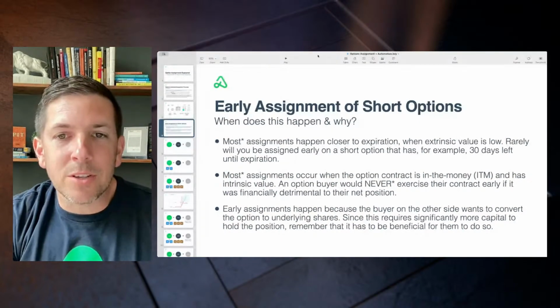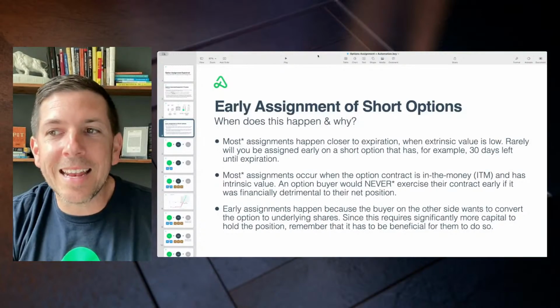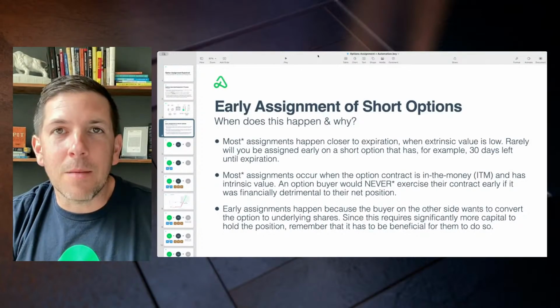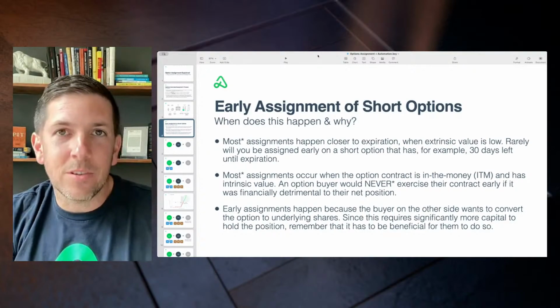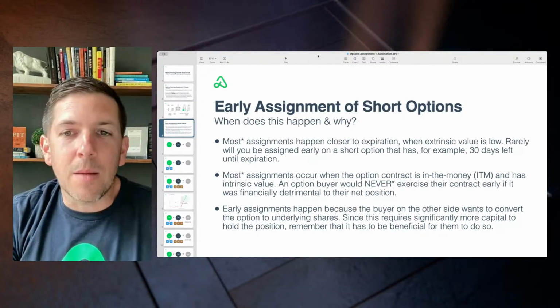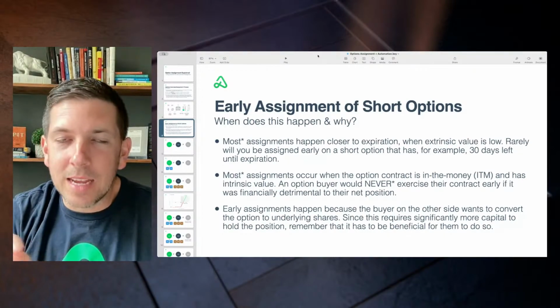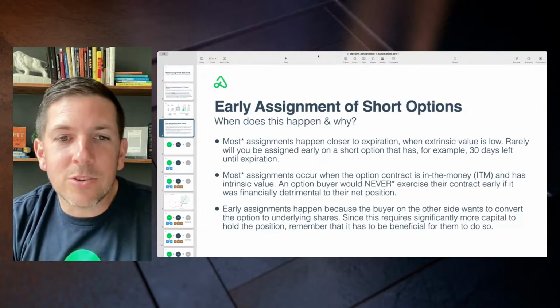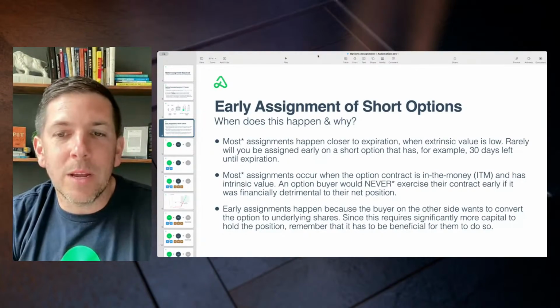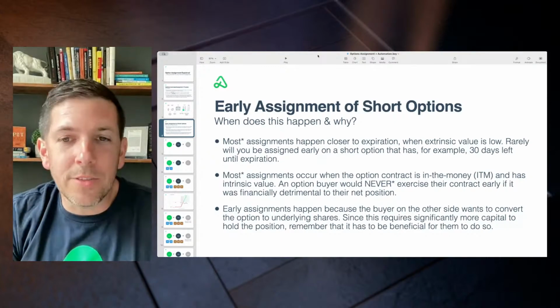Now, most assignments also occur when the option contract is in the money. That means when the option contract has intrinsic value. There's value to be converted. So an option buyer would never, and again, I say asterisk because people can do stupid things, never exercise their contract early if it was financially detrimental to their net position. They would never do that.